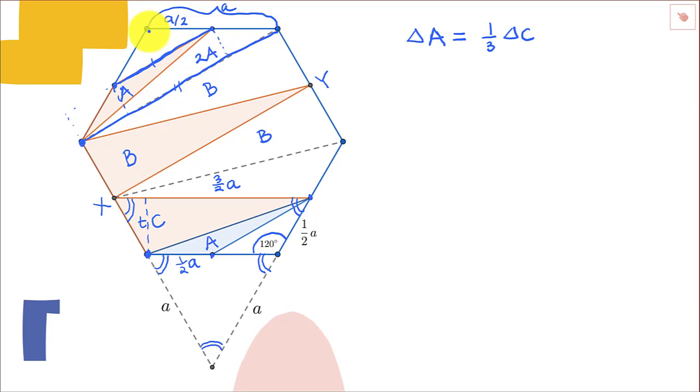By using similar triangles again, this height will be the same as that height, or you can also use trigonometry, for example, because this angle is the same as that angle, and this side is the same as that side. So this height is the same as that height, and this triangle has the same base as triangle A and the same height as triangle A. So the area is also equal to A. So this is A as well.